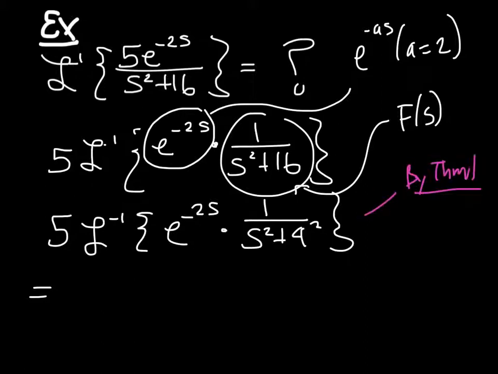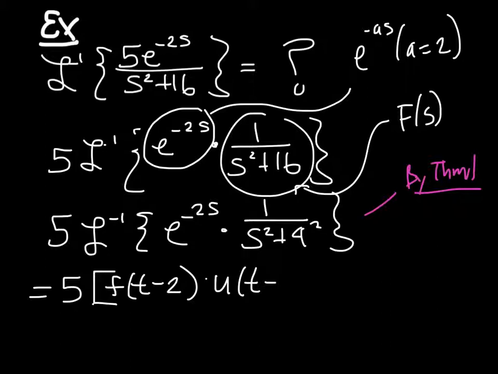By theorem 1, I can say this is 5 times some function f of t, which we haven't determined, but we know it's going to be a horizontal shift on the t-axis, so it's going to be f of t minus a, in this case 2, and then we multiply by our unit step function, u of t minus 2. But we still have to multiply this guy by an f of t. So the question is, what is our f of t?